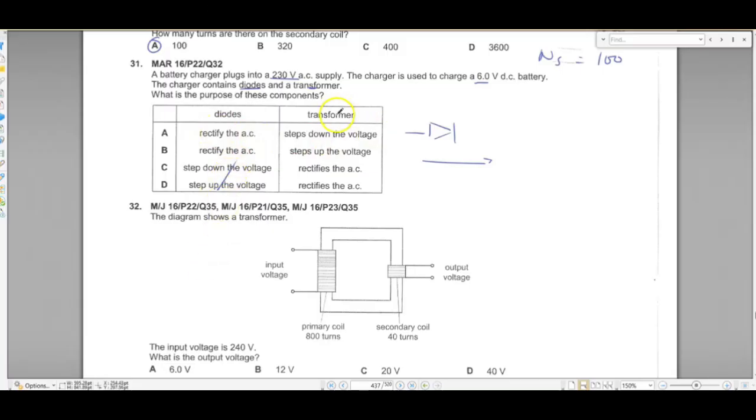And what is the purpose of the transformer? It steps down the voltage or steps up the voltage. Now if you see that 230 volts is coming from the mains supply and you need just 6 volts, so it is going to step down the voltage over here. So A is going to be our correct option.